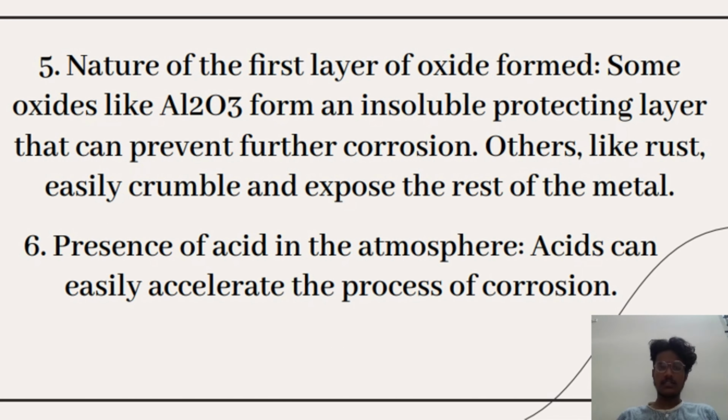Fifth one is the nature of the first layer of oxide formed. Some oxides like Al2O3 form an insoluble protecting layer that can prevent further corrosion. Others like rust easily crumble and expose the rest of the metal. Then the sixth point is presence of acid in the atmosphere. Acid can easily accelerate the process of corrosion. These six points are the major factors affecting corrosion. There are so many factors affecting corrosion, but I have selected the major factors here.